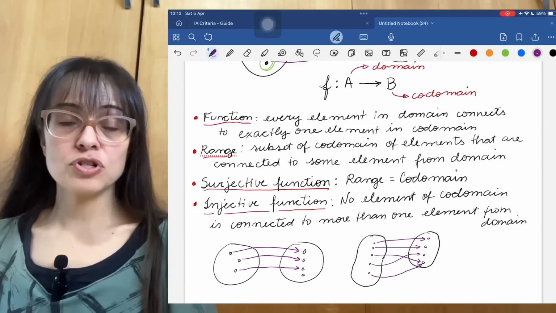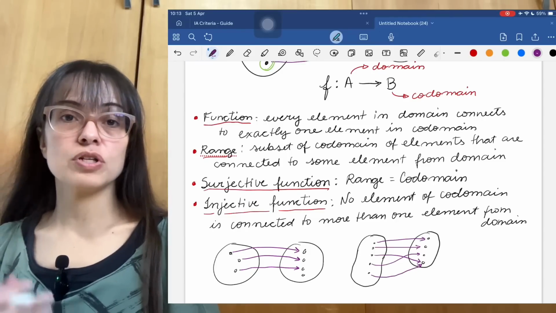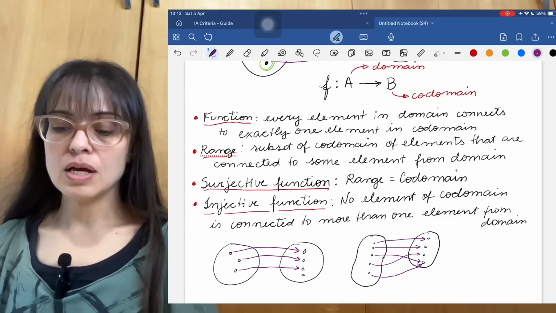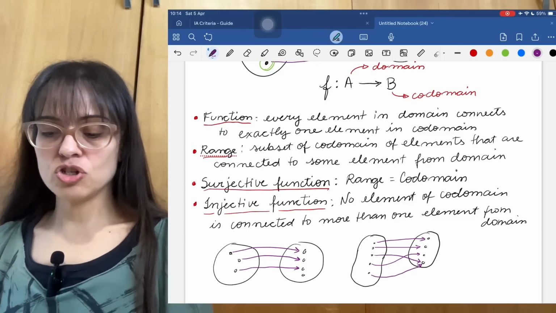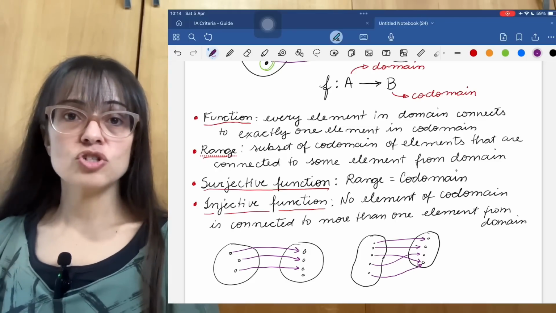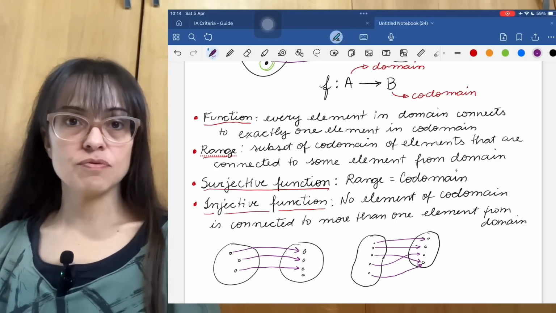arrow. So the first of these pictures is injective, but it's not surjective because of the element that didn't receive anybody. And the second picture is surjective because everybody received an arrow, but it's not injective because one of the guys has received two arrows.